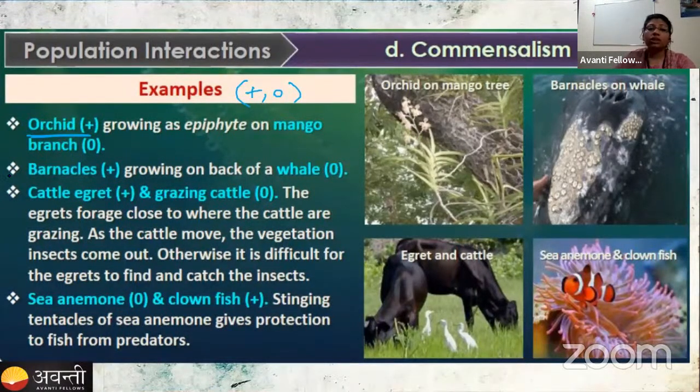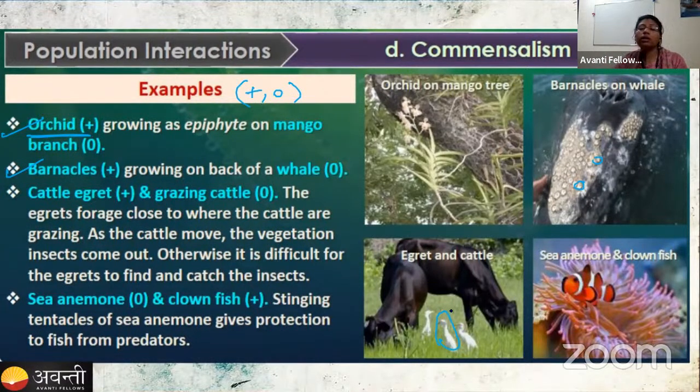Then barnacles, which are growing on the back of the whale. You can see the small fishes, the barnacles growing on the back of whale. Then the cattle egret. These are the cattle egret. You have seen most of the time, these egrets keep on sitting on the body of cattle in a field. Because whenever the cattle got some insects while grazing, they shake their head. Okay, due to which the insects get thrown and egret be able to catch those insects.